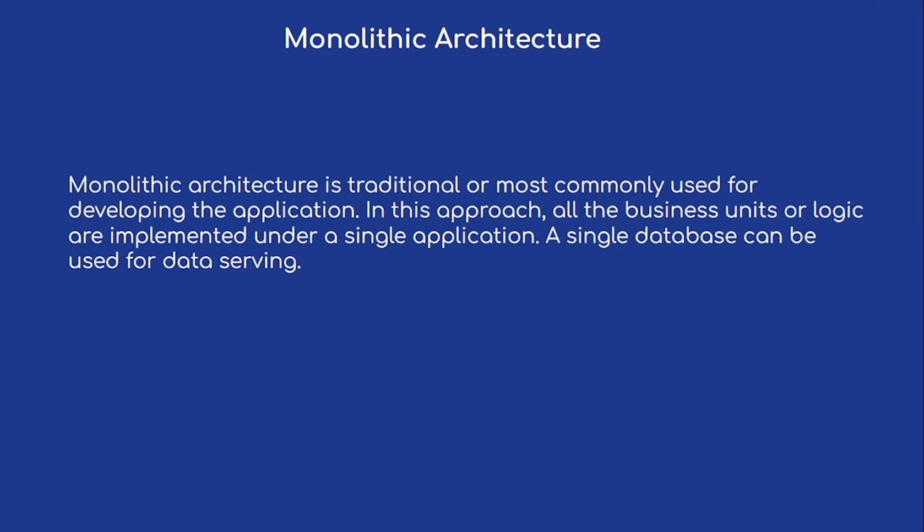Before going to understand microservices, let's go through the existing, most common architecture, that is monolithic architecture. Monolithic is the traditional, most commonly used approach for developing applications. In this approach, all the business units or logic are implemented under a single application. Monolithic means single. Under a single application, we build all our business logic, and it most probably communicates with a single database for serving the data in the application.